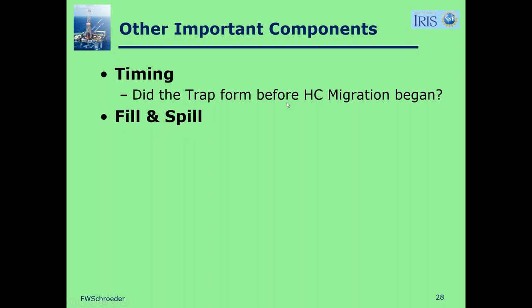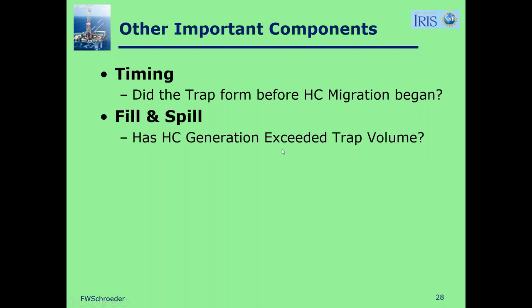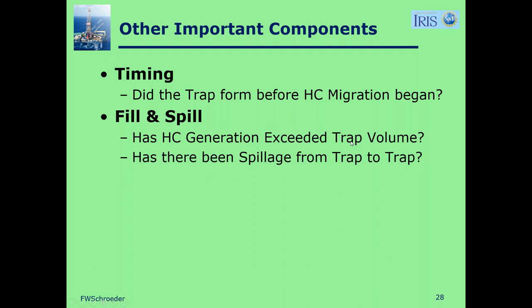Second of the three secondary components is fill and spill. Has hydrocarbon generation been so voluminous that the volume that we generate is greater than the volume that the trap can hold? That does happen quite often, and then we have to worry about spillage out of a deeper trap, possibly spilling to a shallower trap. And since oil is more valuable than gas, we're always interested in cases where we have fill and spill, where ultimately is the oil going to be located?